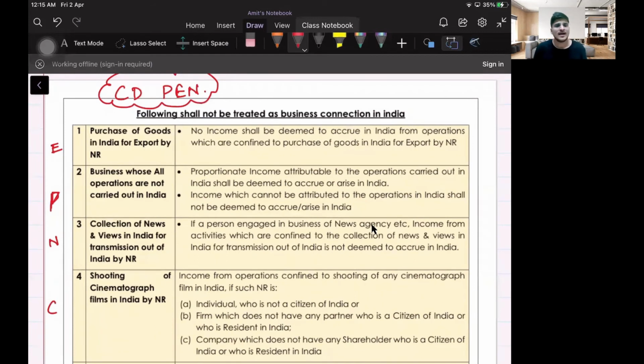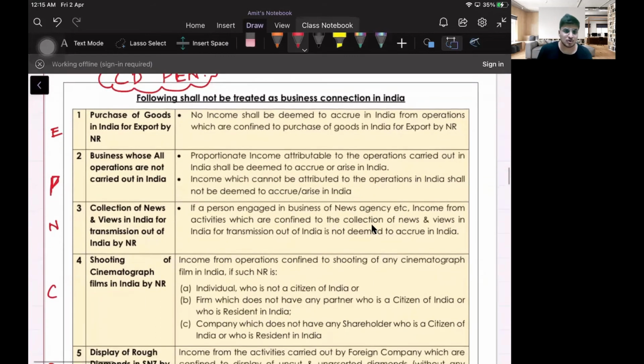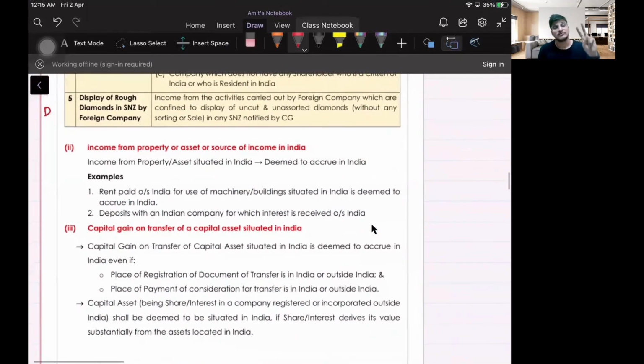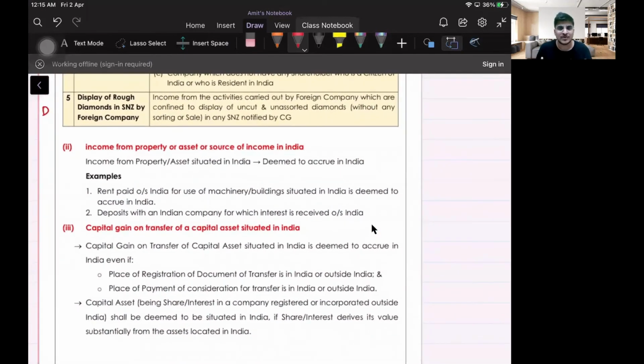This is your E, and N will be collection of news and views in India for transmission out of India. People are coming, BBC News are coming here, shooting something, and they're transmitting the news outside India. This will not be considered as having a business connection in India. This is your first point on business connection. Don't forget, what are we doing? We are doing income deemed to be accrued in India. First point is business connection.